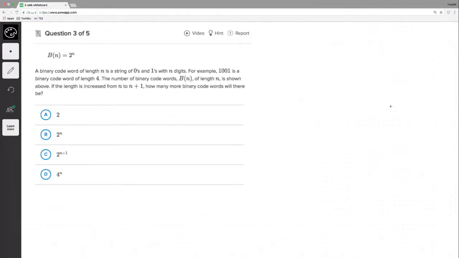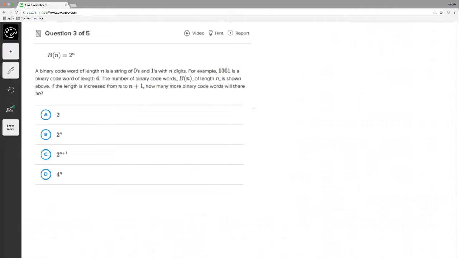All right, so this is telling us n is the length of the string. Basically this equation tells us how many different words we can form with just zeros and ones of that length. Okay, if the length is increased from n to n plus 1, how many more binary code words will there be?